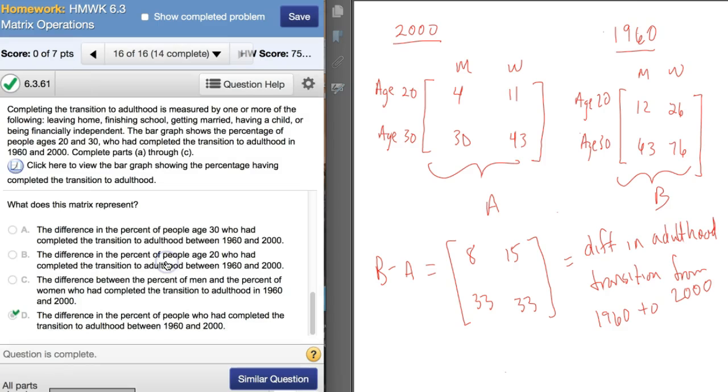All right, and so this concludes our example videos for matrix operations as well as some of the basic concepts.